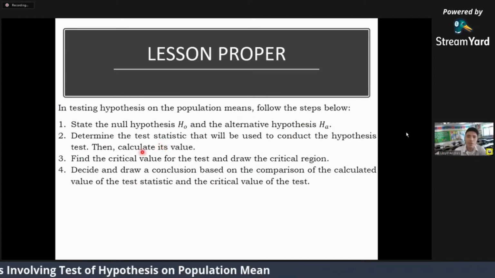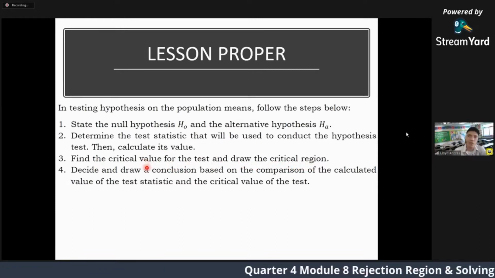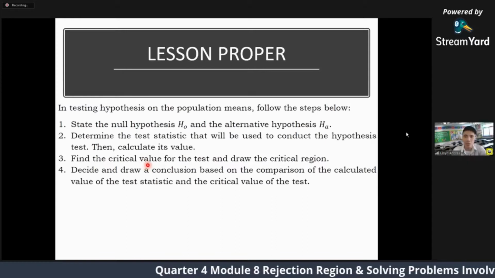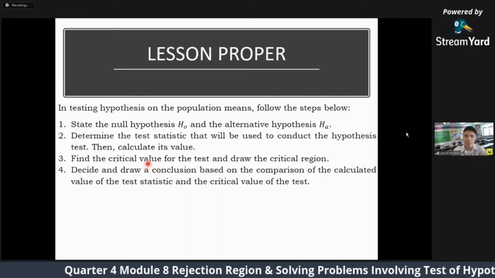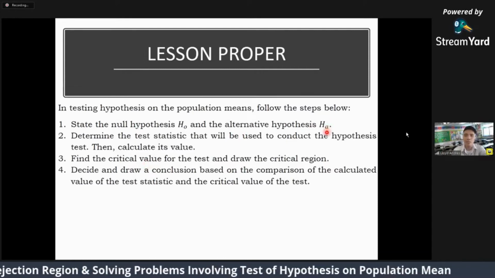Then after, find the critical value for the test and draw the critical region. So, kailangan nimo ma-determine ang critical value using the table. Kung unsa nga table, depende again sa unsa nga test. Kung one-tailed or two-tailed, magdepende sa imong alternative hypothesis.